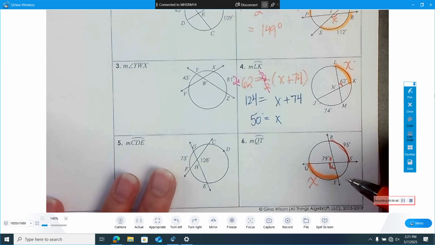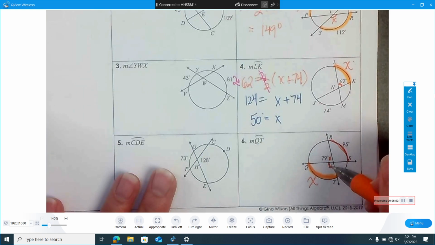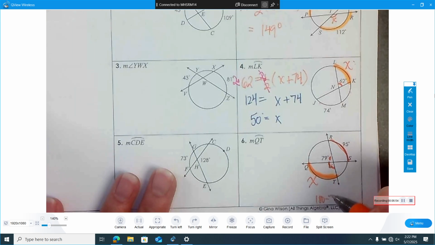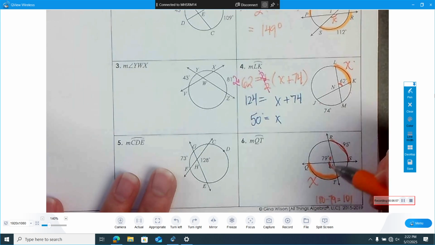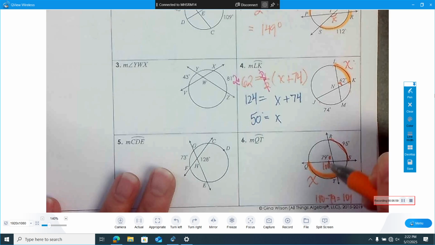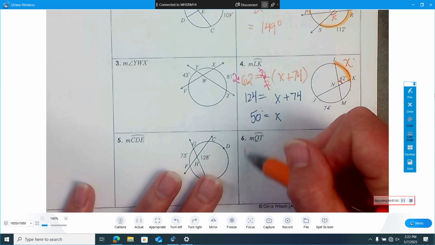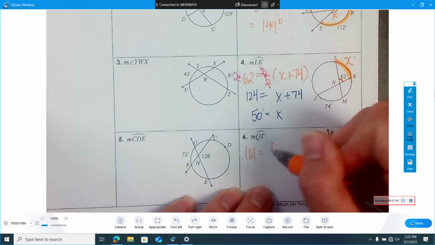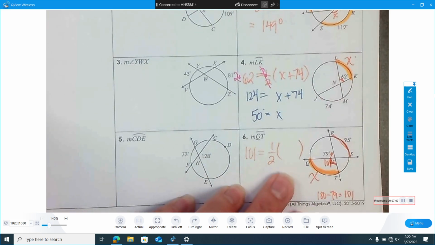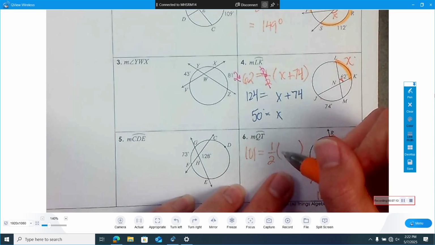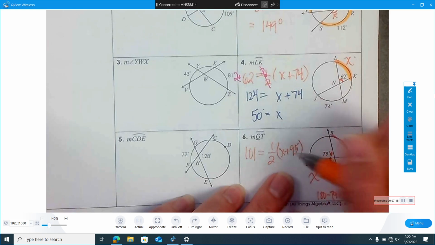We have this 79-degree angle, and it's a linear pair to this angle over here. So I'm just going to do 180 minus 79, which is 101. So now my angle is 101. So 101 equals half the sum of what plus what? X plus 95, or 95 plus X.